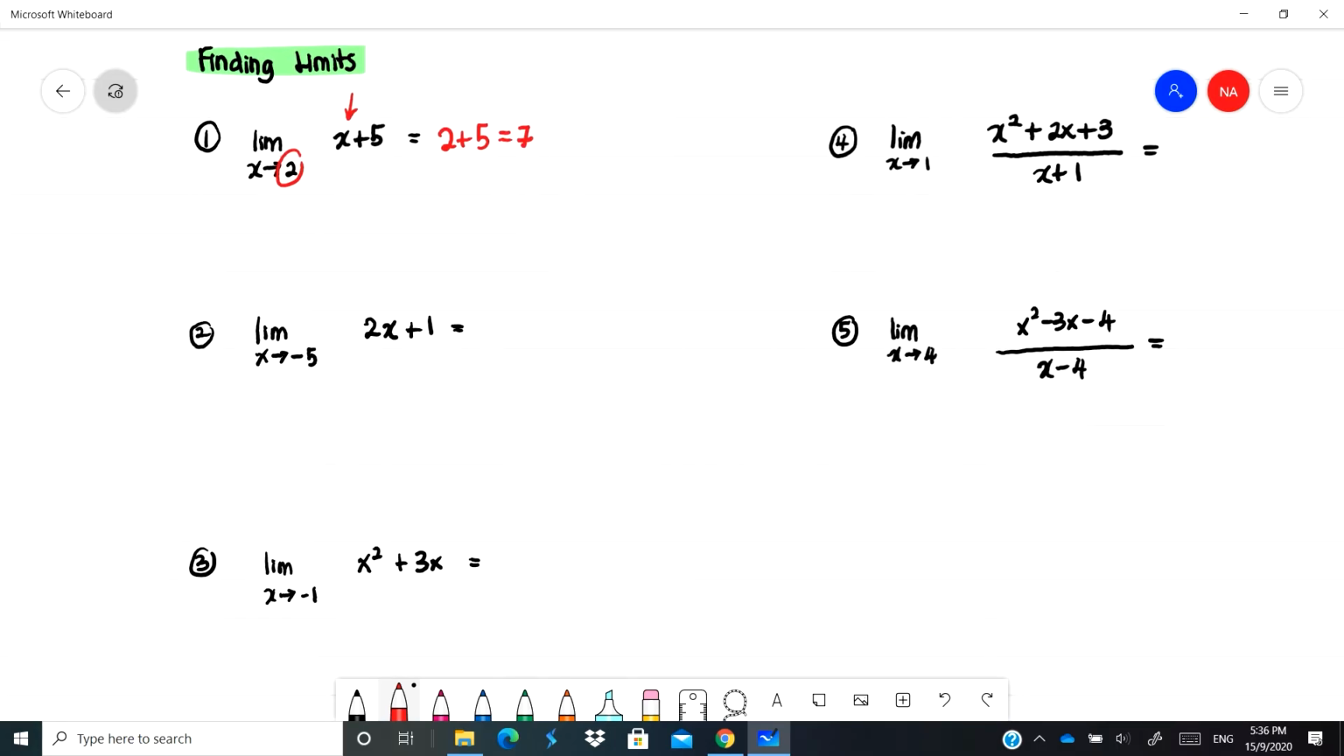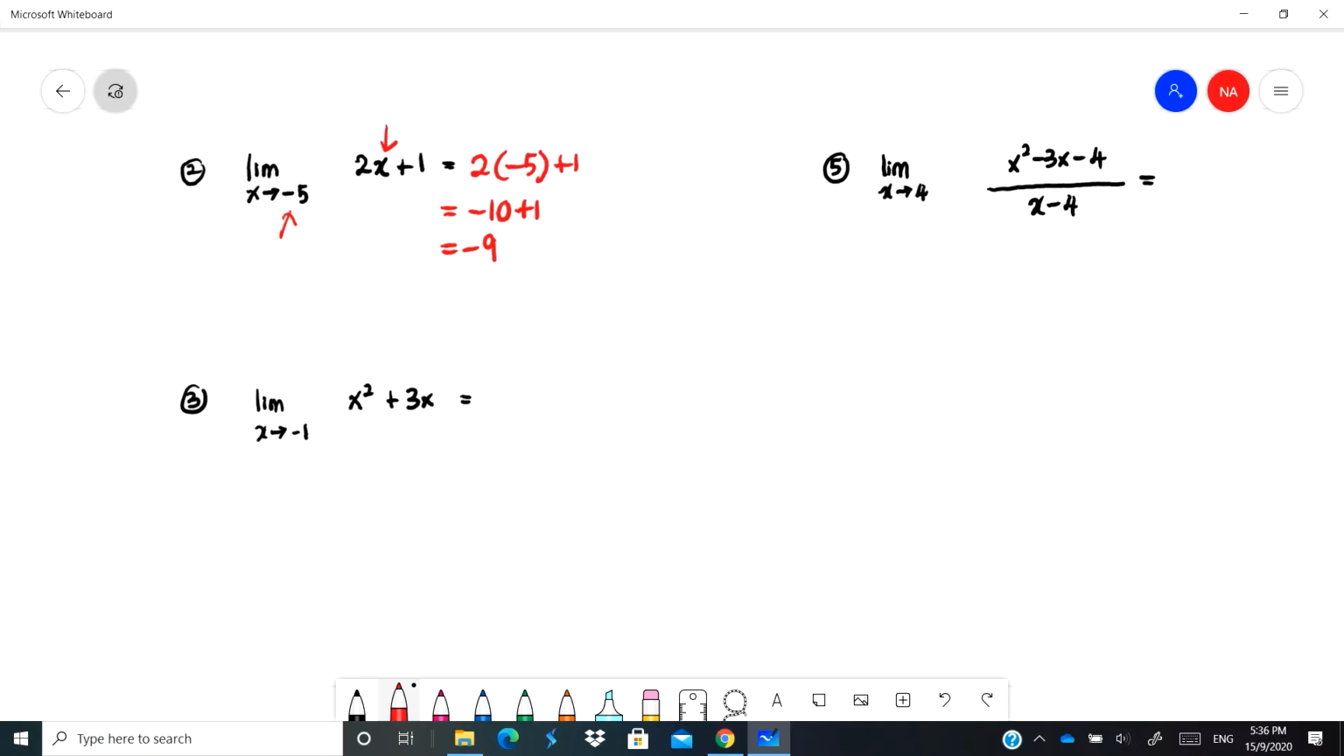Let's say you have -5, meaning that the value of x will be substituted with -5. So 2 multiplied by -5 plus 1, this one is -10 plus 1, which will be -9. Let's say you have -1, so you have to substitute the value of x with -1. You'll have (-1) squared plus 3 multiplied by -1. Please be careful that -1 should be in the bracket, and only then you take the square. So you'll have 1 minus 3, which gives -2. So the answer is -2.